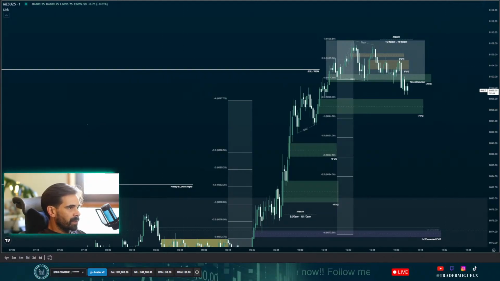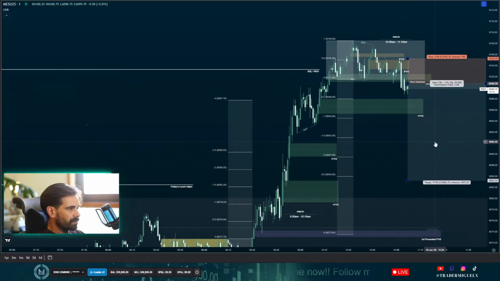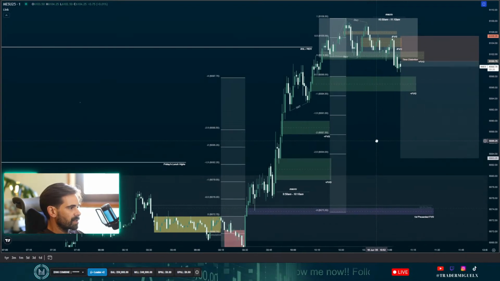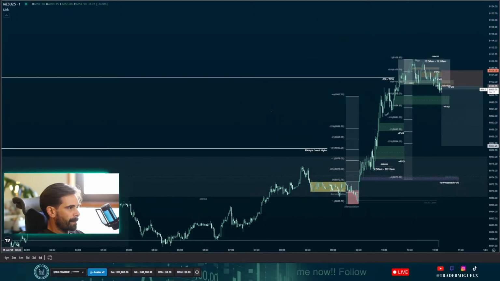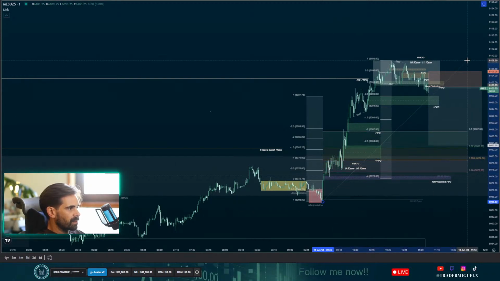Yeah, if I would take a short here, that would be something like this. I think this should be enough. And taking partials around the way, probably at these lows. And taking out the full position at minus 2.5 standard deviation here, which is where equilibrium of this up leg is, I think. Just let me grab this once again. Yeah, it's at minus 2 standard deviation.